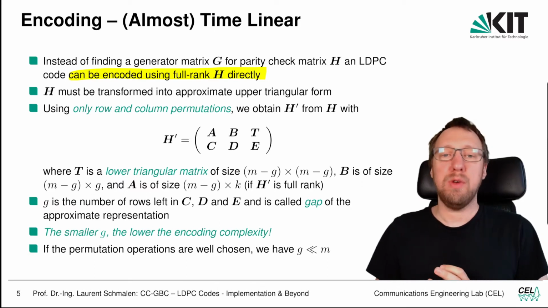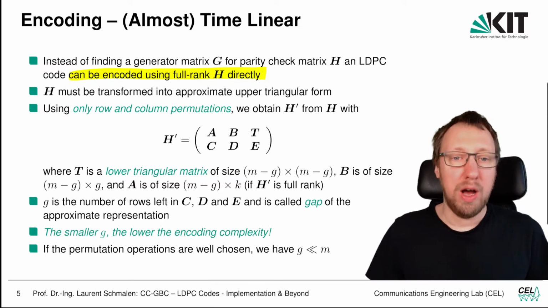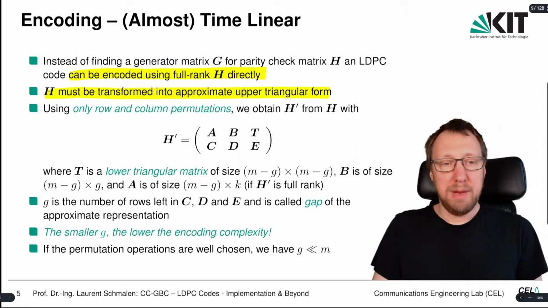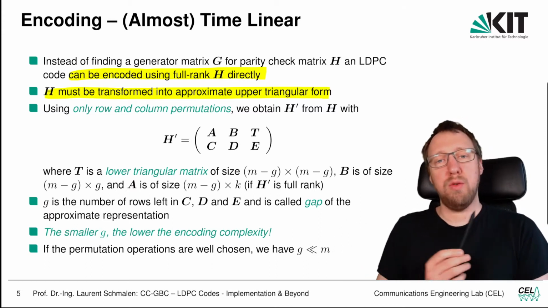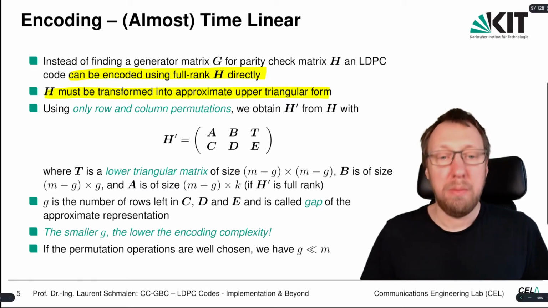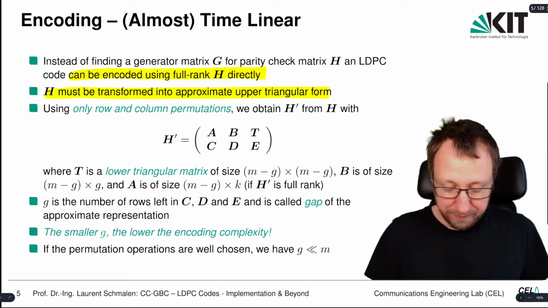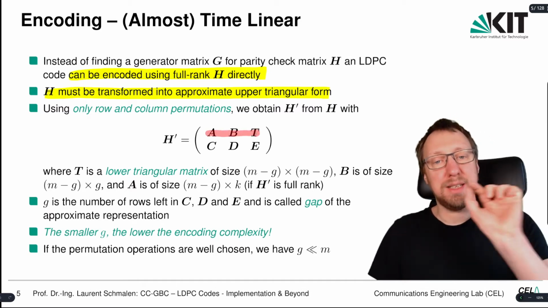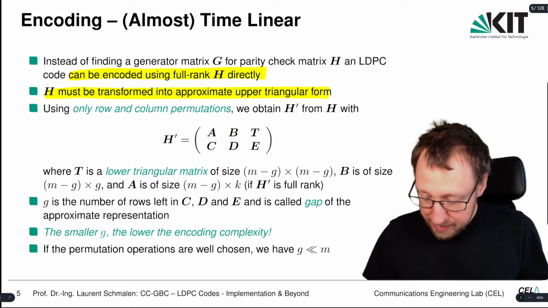The first thing we do is we transform H into what we call an upper triangular form or approximate upper triangular form. So what does it mean? It means that only using row and column permutations, we transform the matrix H into a matrix H prime. This matrix H prime has this form. We decompose it into 6 submatrices. The most important one is the submatrix T.